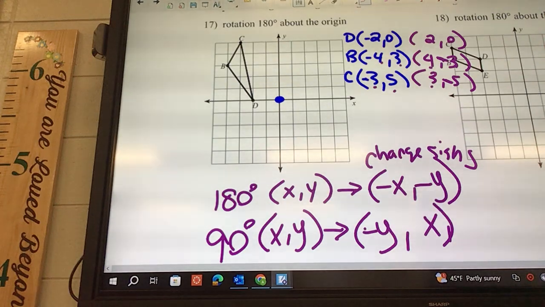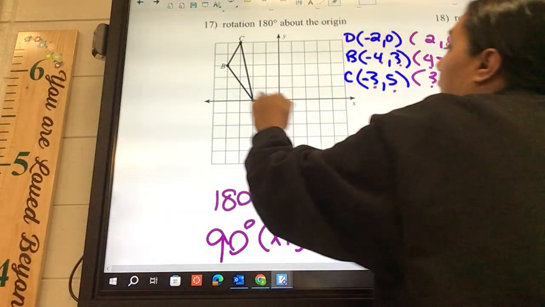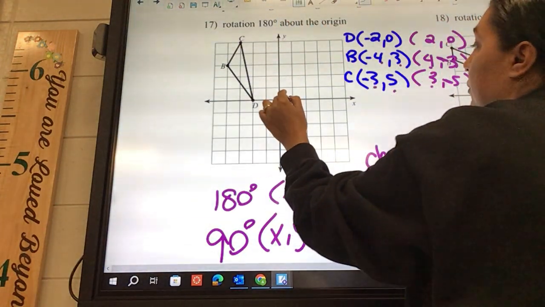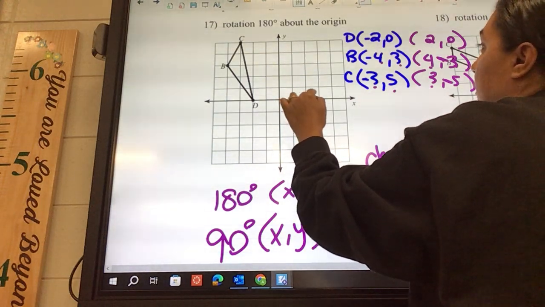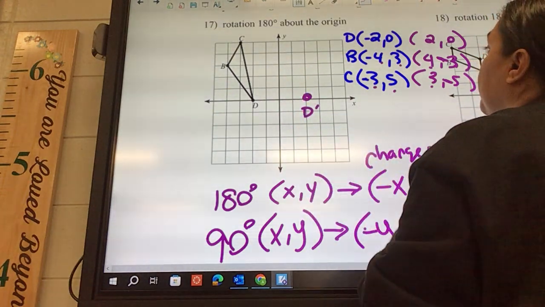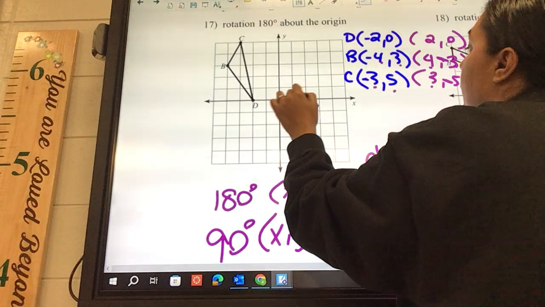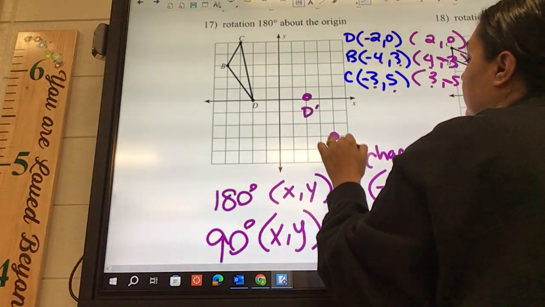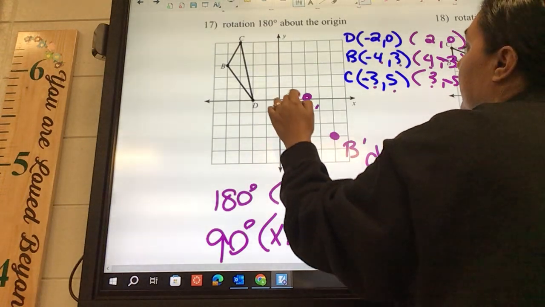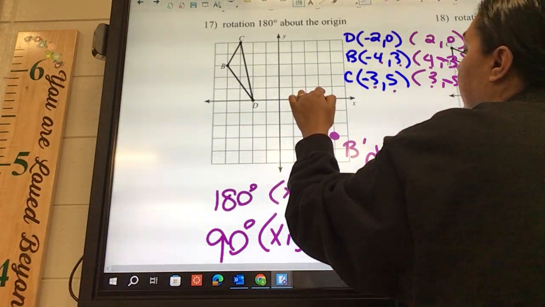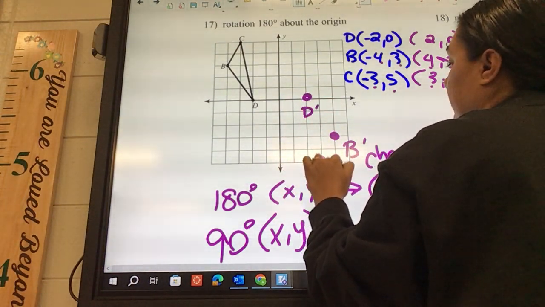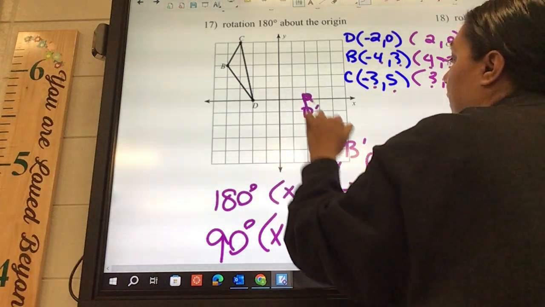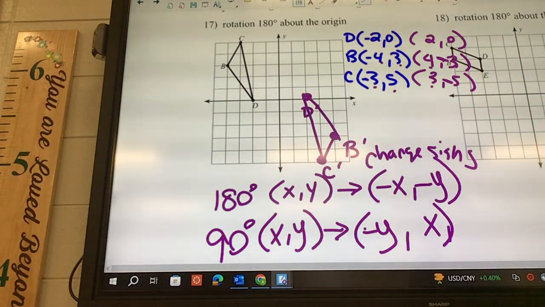And so now we have all our coordinates, and so now it's ready to be graphed. Okay, so 2, 0, so 1, 2 on 0. This is going to be D prime. B is going to be 4, -3, 1, 2, 3. And C is going to be 3, 1, 2, 3, -5. Okay, and so this is my new shape.